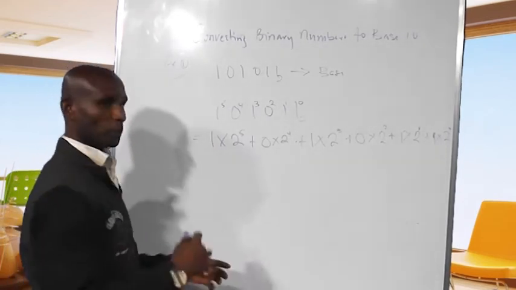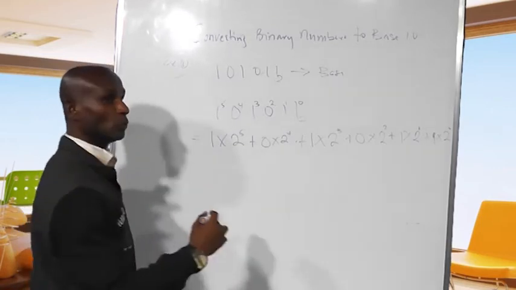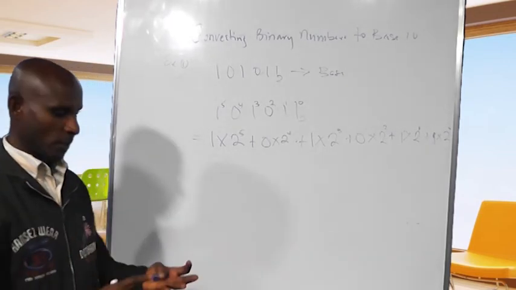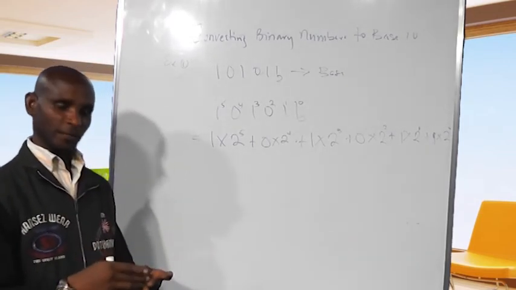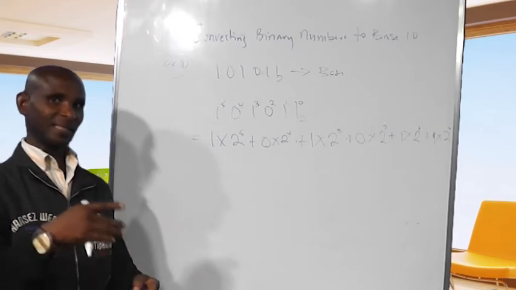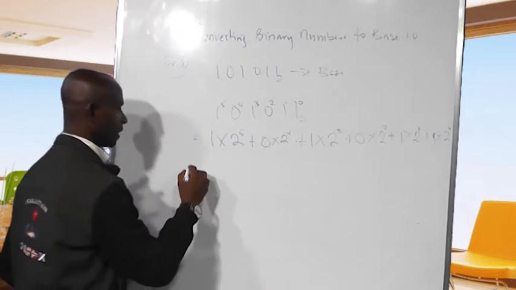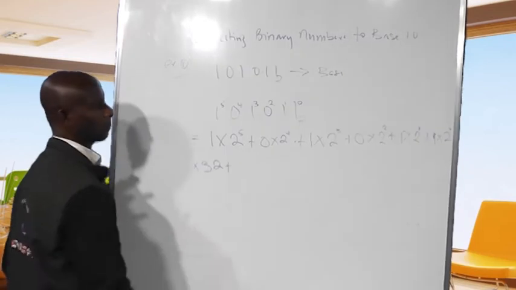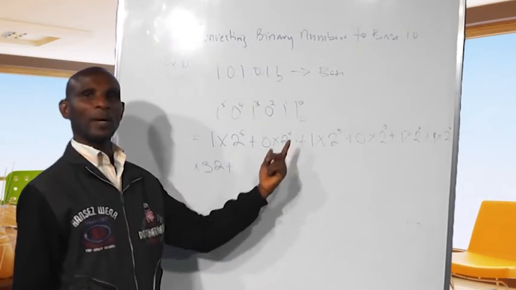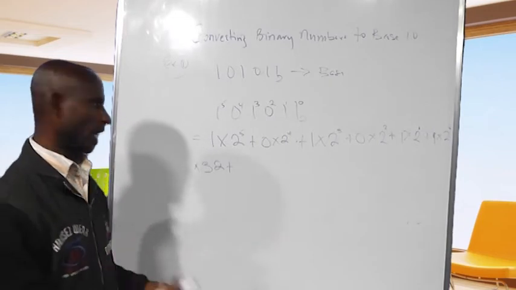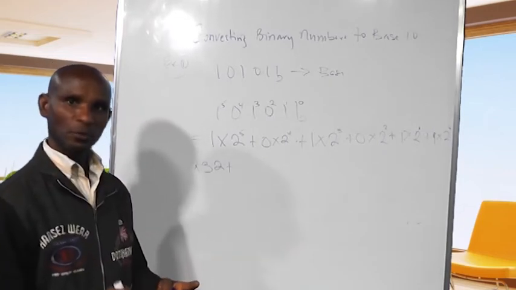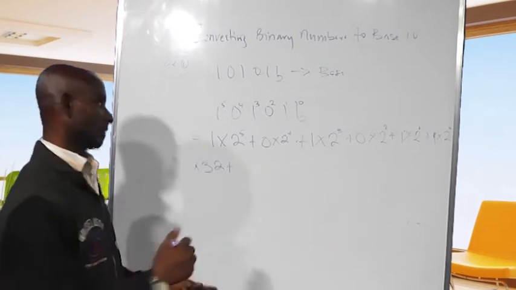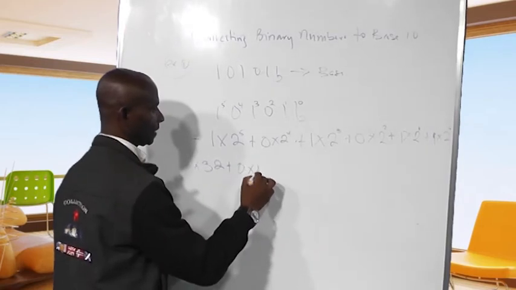How do we get this? It's multiplying 2 by itself 5 times: 2 times 2 times 2 times 2 times 2. 2 times 2 is 4. 4 times 2 is 8. 8 times 2 is 16. And 16 times 2 is 32. Now we have here 1 times 32, plus 2 to the 4th power, which is also multiplying 2 four times: 2 times 2 is 4, 4 times 2 is 8, 8 times 2 is 16. So we have 0 times 16.